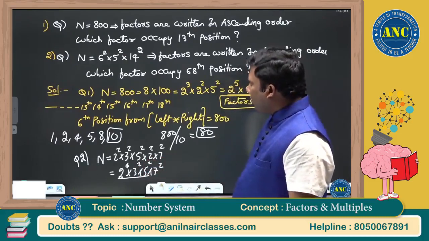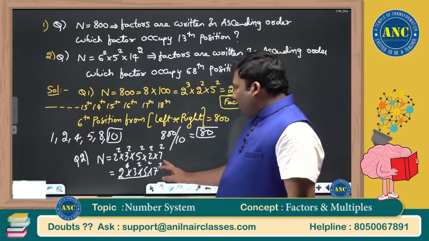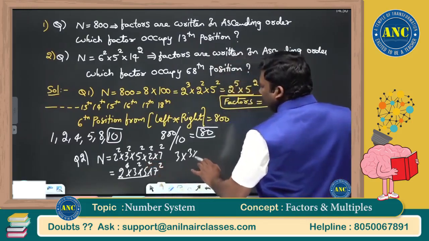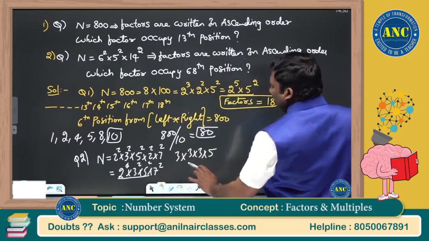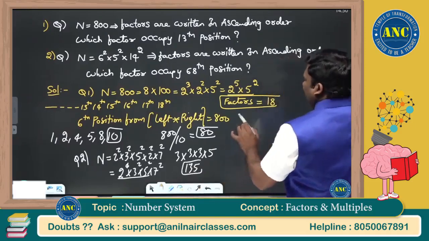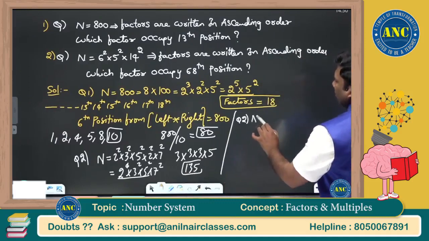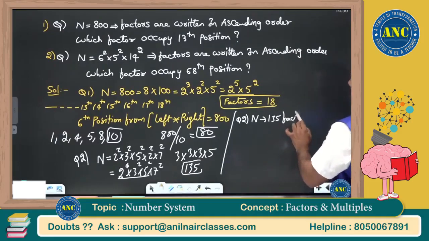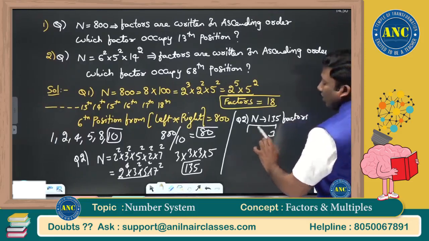Now see here, the number of factors is 5 into 3 into 3 into 3. So 9, 9 3s are 27, 27 5s are 135. Good question it is, sir. Question number 2: N has got 135 factors. 135 is an odd number.